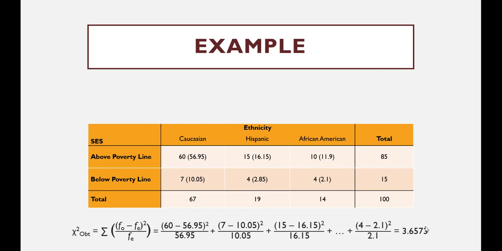And then we get to the last, which is where I have added it in. I've actually written it out again. And that would be 4 minus 2.1. Square that difference, divide by the expected value of 2.1. And we find that when we do that, our obtained chi-square is 3.6573. Now the question is, is that significant?